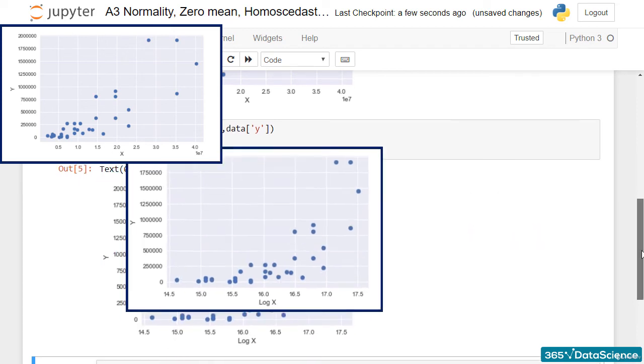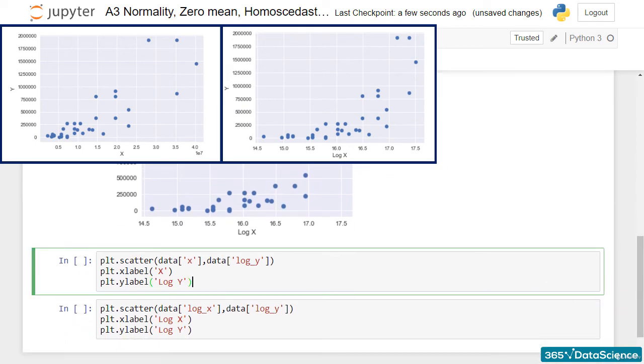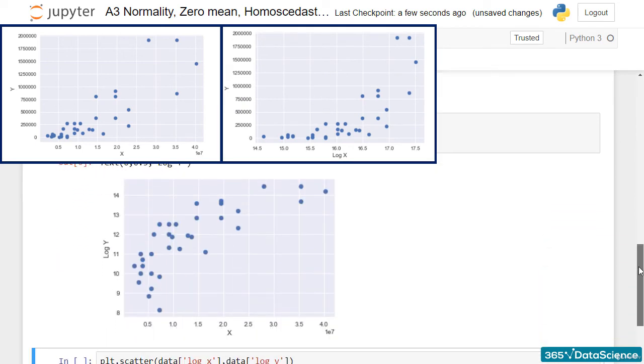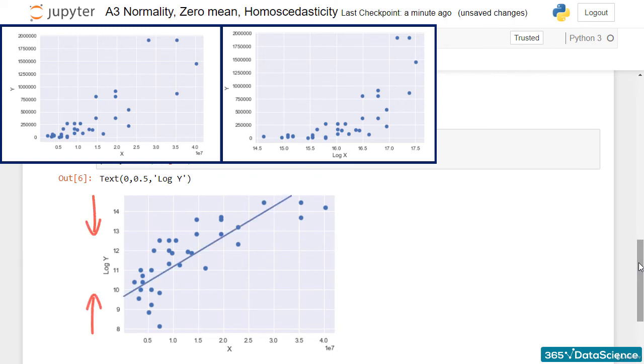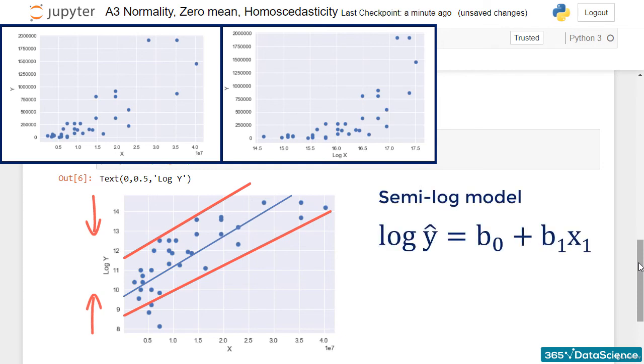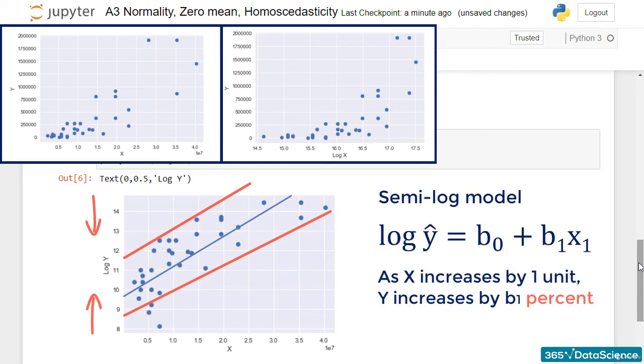What if we transform the y-scale instead? Analogically to what happened previously, we would expect the height of the graph to be reduced. That's the result. This looks like good linear regression material, doesn't it? The heteroscedasticity we observed earlier is almost gone. This new model is also called semi-log model. Its meaning is, as x increases by 1 unit, y changes by b1%. This is a very common transformation.